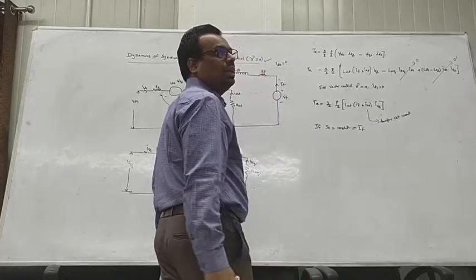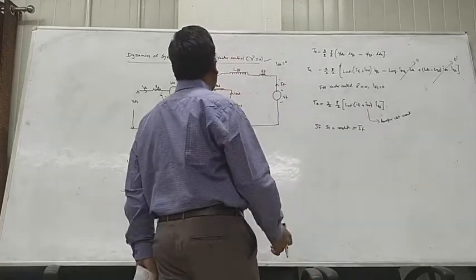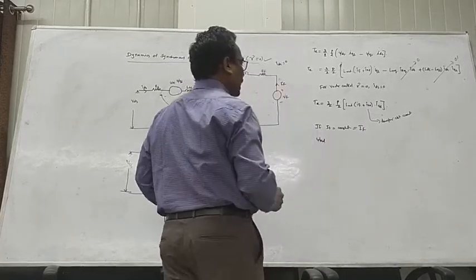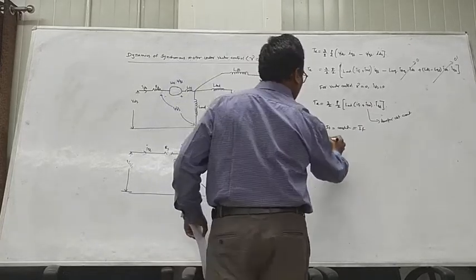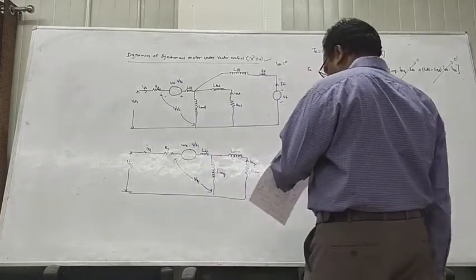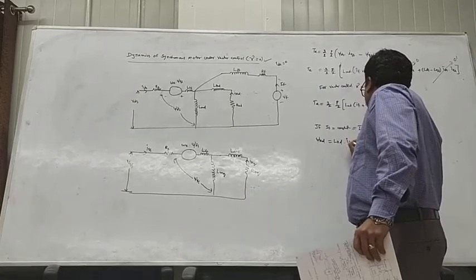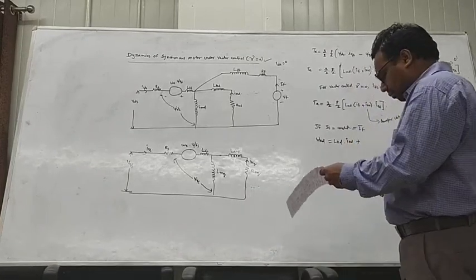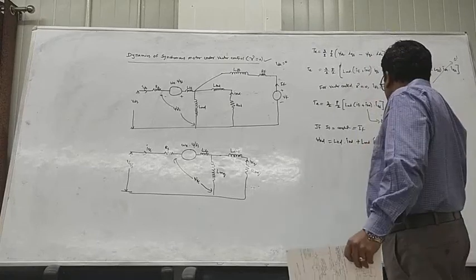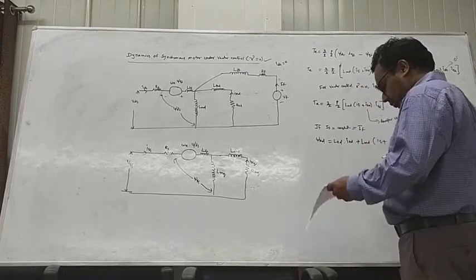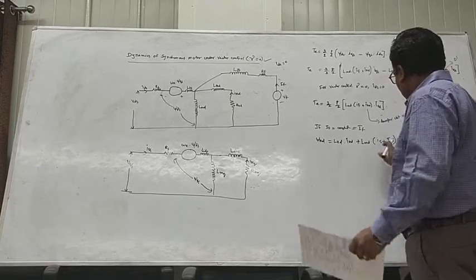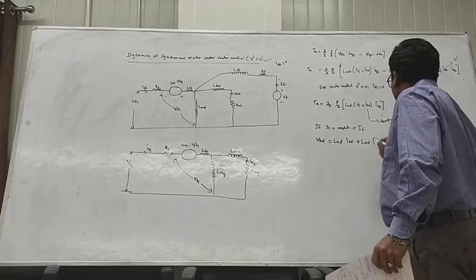So how will you calculate this IKD? By using the flux linkage psi KD. So write down the expression for psi KD. Psi KD is equal to LKD into IKD plus LMD into (IF plus IDS).